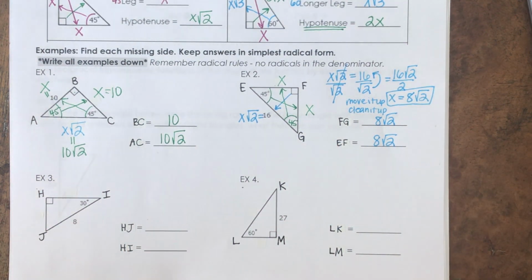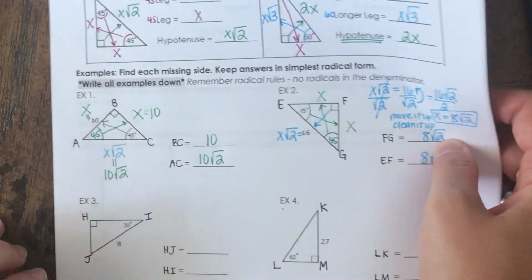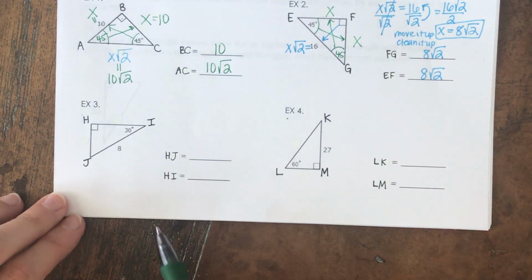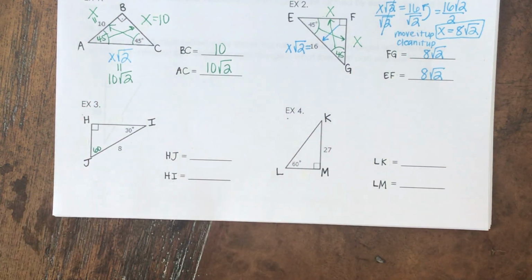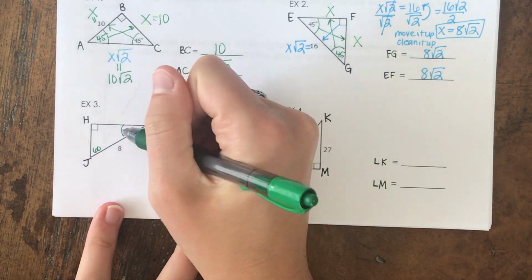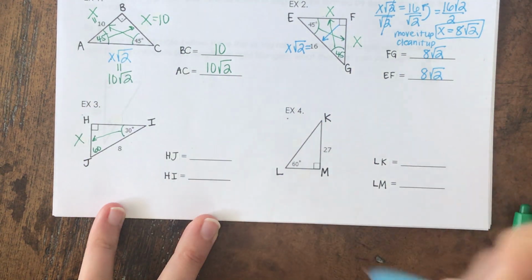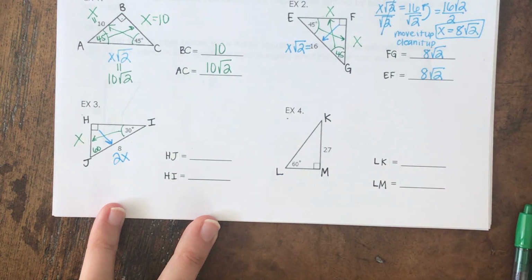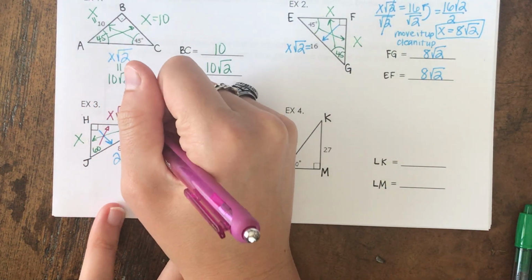Okay, those were my 45-45s. Now I'm going to do, you guessed it, some 30-60-90s. So if this is a 30 and this is a 90, that must mean that this is a 60. Across from the 30 is my x. Across from my 90 is my 2x. And across from my 60 is x radical 3.